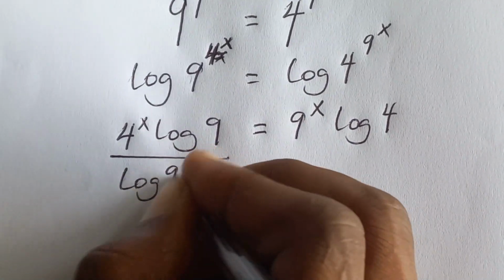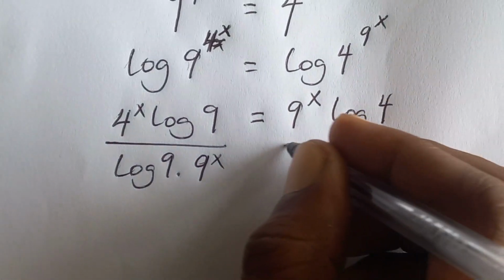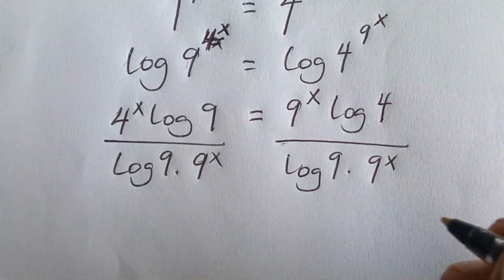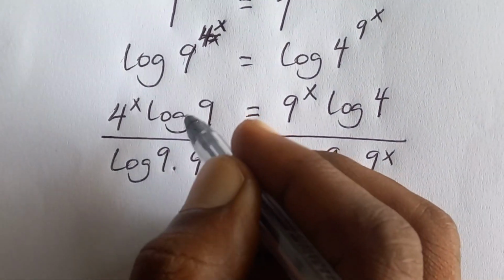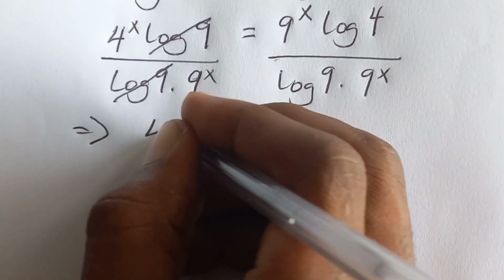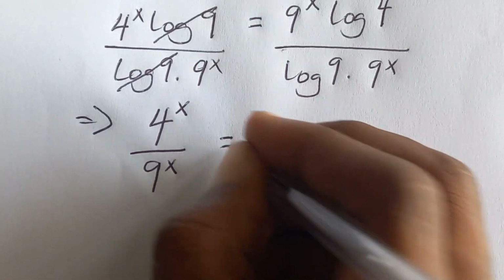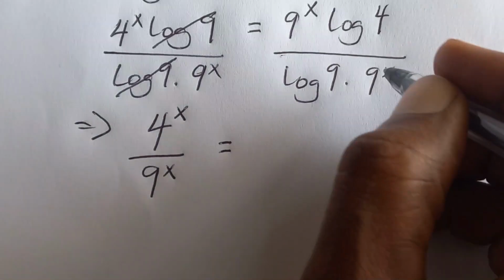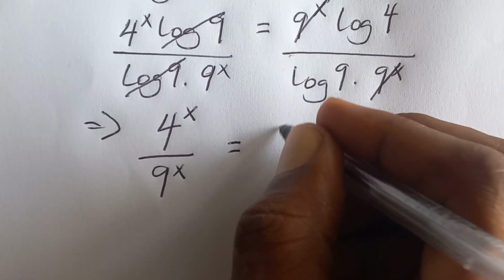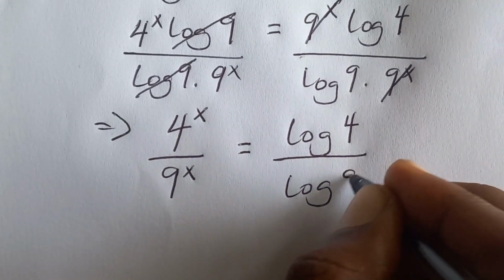log 9 multiplied by 9^x. Same here, log 9 multiplied by 9^x. So now you can see that log 9 will cancel log 9, leaving 4^x on 9^x, which is equal to, so this 9^x will cancel 9^x, leaving log 4 on log 9.